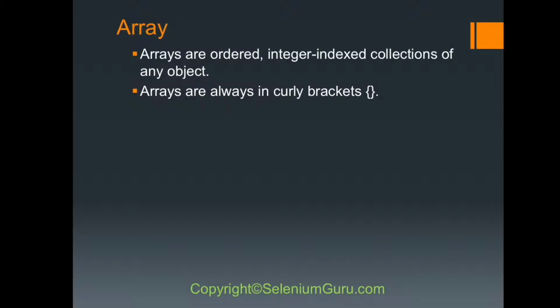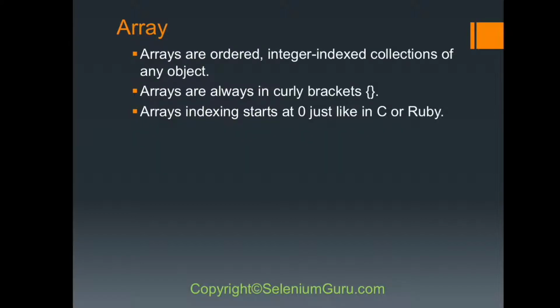Arrays in Java are always in curly brackets or braces. Array indexing starts at 0, just like C or Ruby. Arrays have a thing called indexing. If you have 4 elements in your array, the first one starts with 0, the second one is 1, then 2, 3. So if you wanted to call the first one, you have to use array 0.